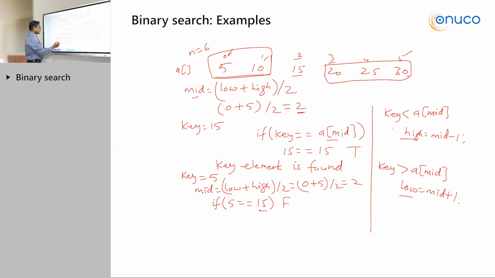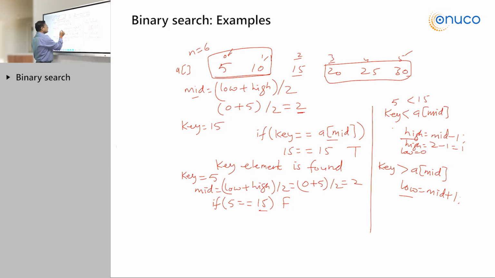So, as for example, here 5 and 15 are not equal. It means it is going to be one of the cases. Either key is lesser than A of mid or key is greater than A of mid. So key is 5, A of mid is 15. So 5 is lesser than 15. If 5 is lesser than 15, we need to compute the new high value. So high is mid minus 1, 2 minus 1 is 1. In this problem scenario, low remains low, low is 0 only.